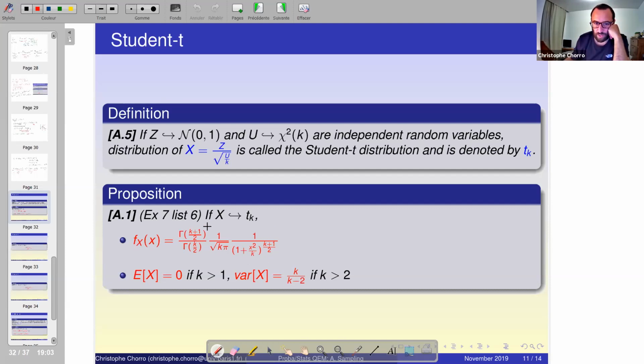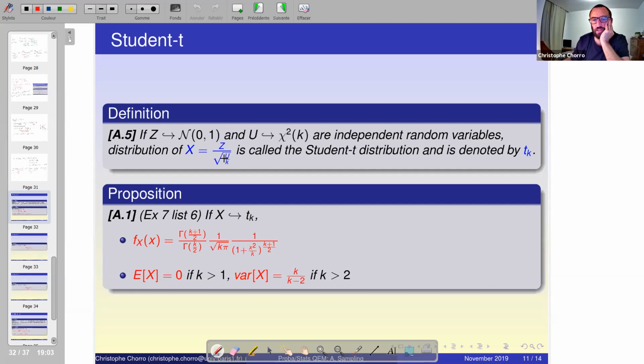So let me just remind you that I can define the Student density function this way, where gamma is the gamma function here. It has an expectation equal to 0 for k strictly greater than 1, and a variance that may be expressed this way for k strictly greater than 2. And in fact, as in the homework, the way we can obtain this density function is to consider a Student as a ratio of what? The ratio of an N(0,1) and the square root of U over k, where U follows the chi-square of parameter k. And I suppose that Z and U are independent.